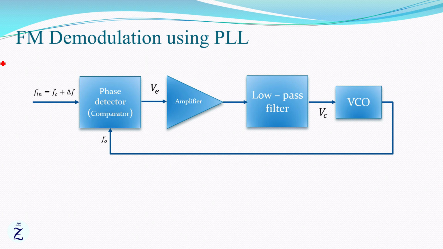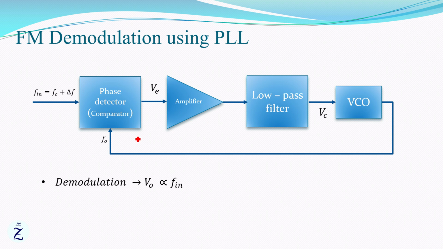Let us look at the block diagram of PLL. It consists of a phase comparator, an amplifier followed by a low pass filter, and a voltage controlled oscillator. Here we get the incoming signal, which is the FM modulated signal, as one of the inputs of the phase detector, and at the other input the VCO output is applied. From the definition of FM, in an FM demodulator we need to generate a signal having amplitude which is proportional to the incoming signal frequency.